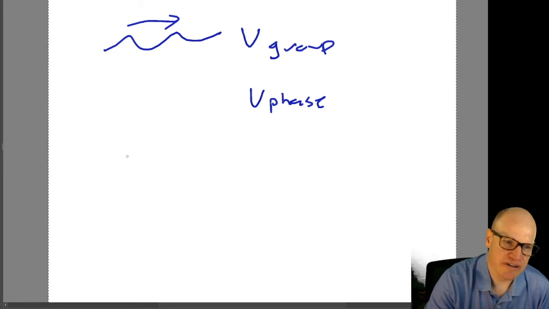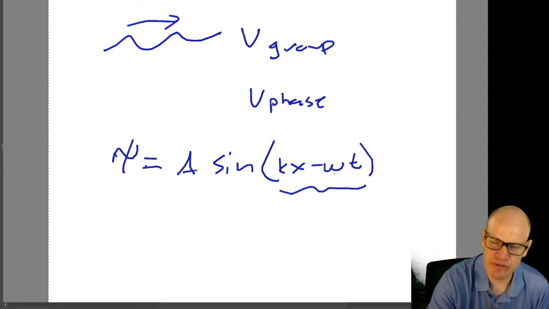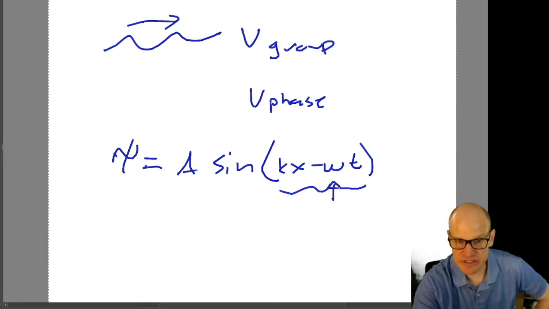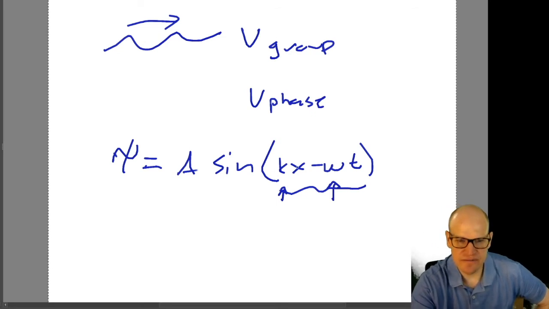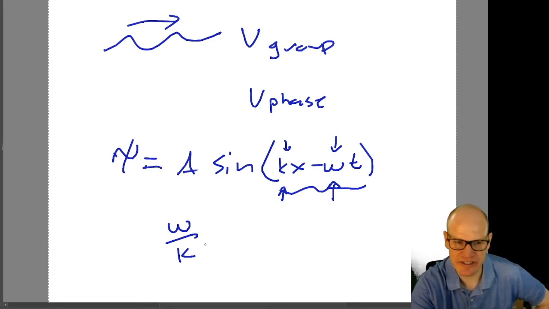All right, so you have a wave. I'll call it psi for now. It has some amplitude, and then it's got a sine, and then what's in here is kx minus omega t. So this is the argument of the wave. This is the thing that characterizes it as a wave. Omega is the oscillation frequency, and k is the wave vector, which is related to the wavelength. So the speed of the wave is omega over k. Omega has units of 1 over seconds, k has units of 1 over length, and so omega over k has units of meters per second.